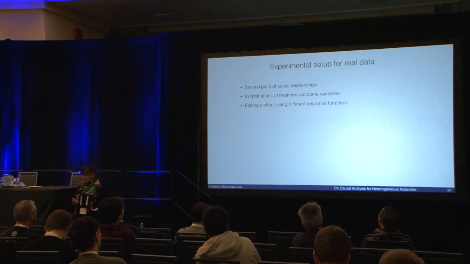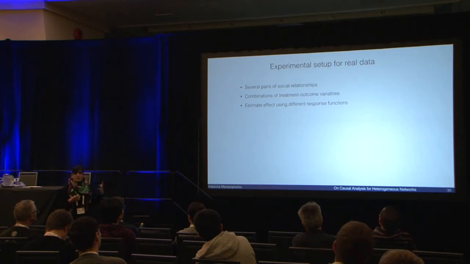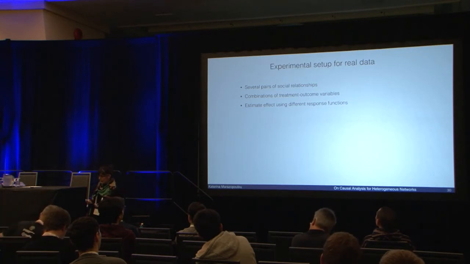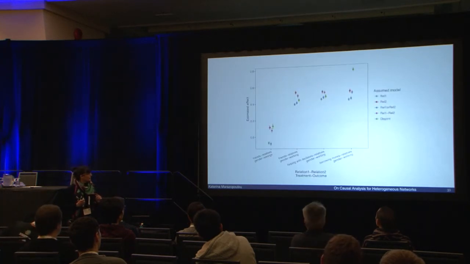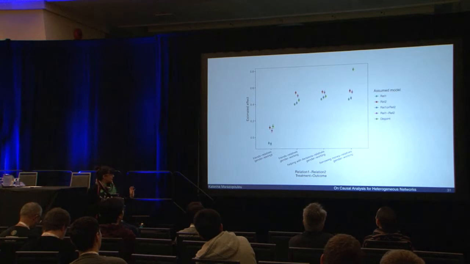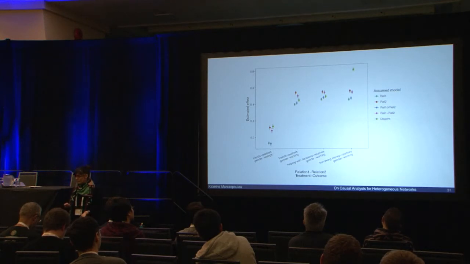Now, what we did is we considered several pairs of relationships, like friends and relatives, and several combinations of treatment and outcome values. For each one of these combinations, we estimated effects using the 5 different models that I presented earlier. And here are the results of this analysis. On the x-axis, you have the different configurations, pairs of relationships, and pairs of treatment and outcome. On the y-axis, you have the magnitude of the estimated effect. And the different colors give you the different models that we assumed.